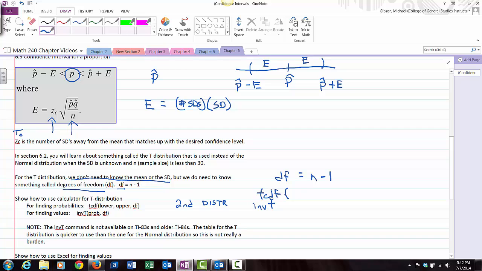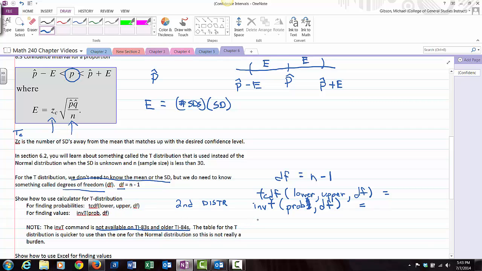So when you have the TCDF, you put in the lower limit, right? Or if there is no lower limit, you use the minus 5 nines. You put in the upper limit, or if there is no upper limit, you put in the 5 nines. And then the degrees of freedom, and close parenthesis, and hit enter, and you will get your probability. If you're going to use the inverse T, you put in the probability you want, like say 0.05 or something, and then you put in the degrees of freedom, and out comes the inverse T. However, the problem with the inverse T is that it is not available on TI-83s and older TI-84s.